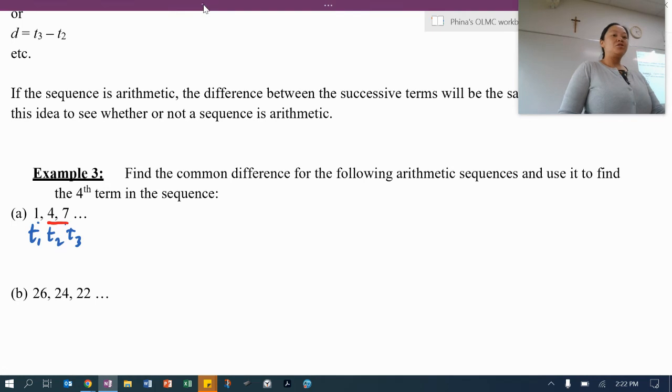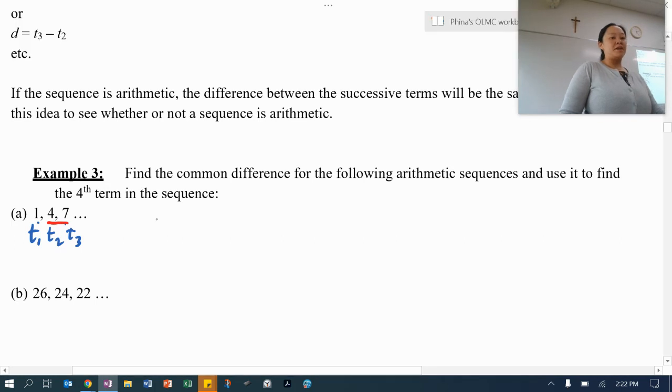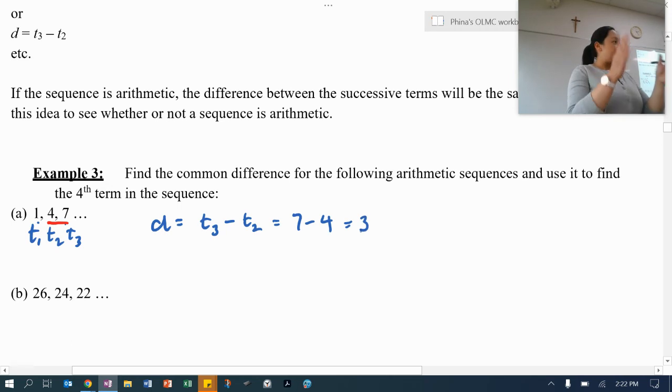Now to work out the common difference, and this is how you set it out, we subtract the later term, so T3 minus T2, like that. Then you put the numbers in. So that's equal to 7 minus 4, and that makes 3. It's important to do it in that order. It has to be the later number minus the earlier number. There's a reason why we do that.